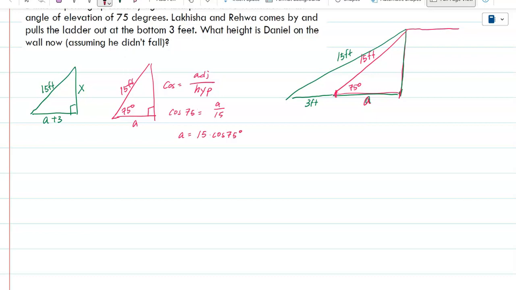Okay, so it's asking for the height of the wall now. I kind of drew this triangle incorrectly, this figure right here. Let's redraw this figure to make it look right. If they scoot that ladder 3 feet out, it's going to also move it down the wall. And they're not asking for the original size of the wall. They're not asking for this right here.